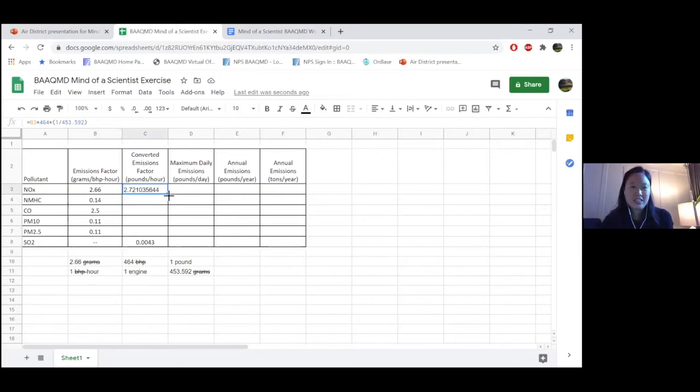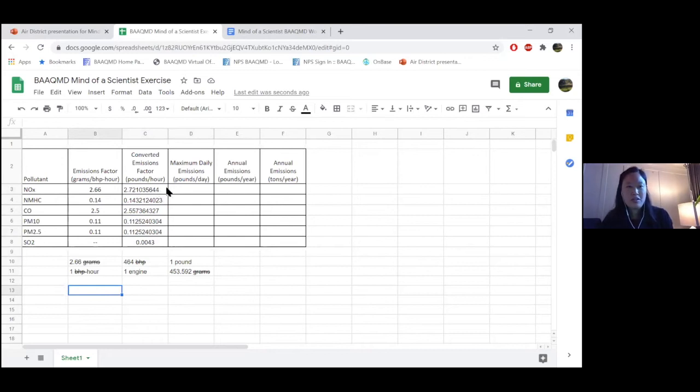And the neat thing is if you double click this bottom right corner, it'll automatically populate that same formula for the cells below, using B4, B5, B6, and B7, these cells. So the same thing we're going to do across the board.